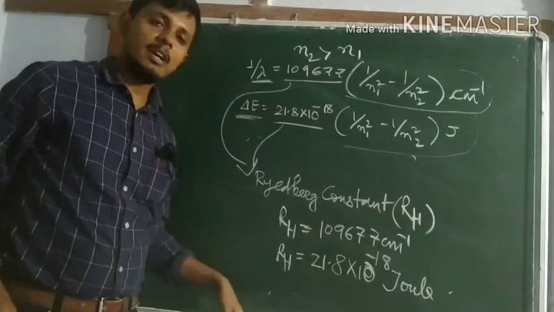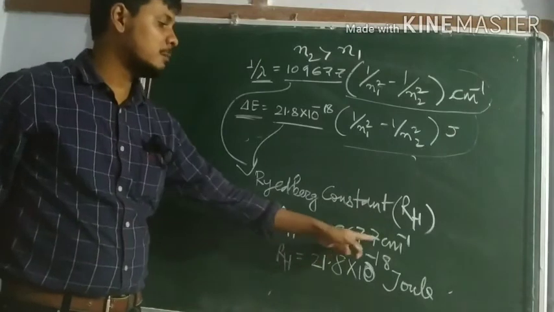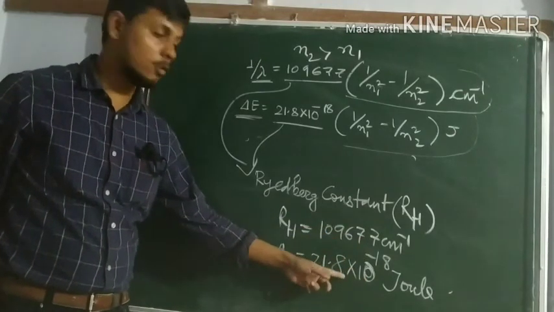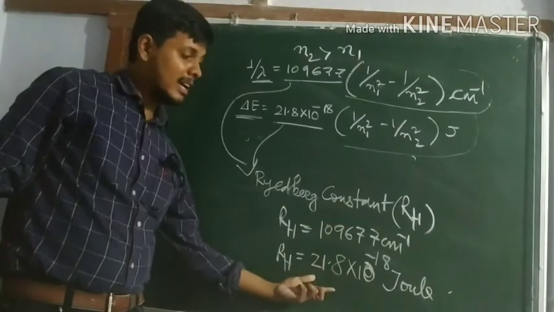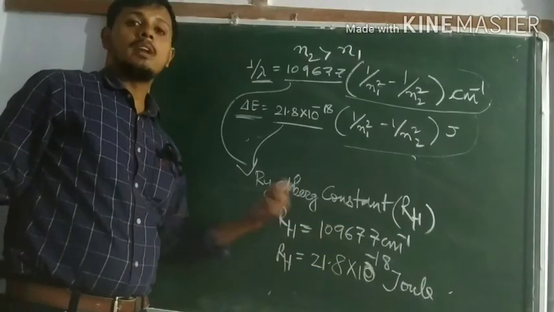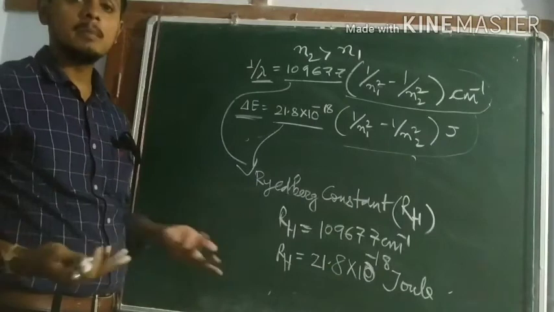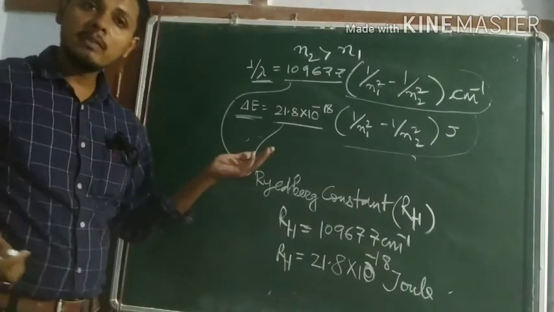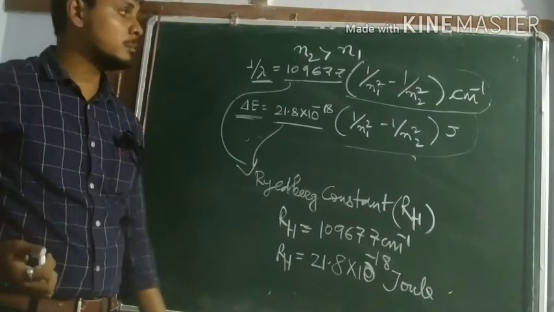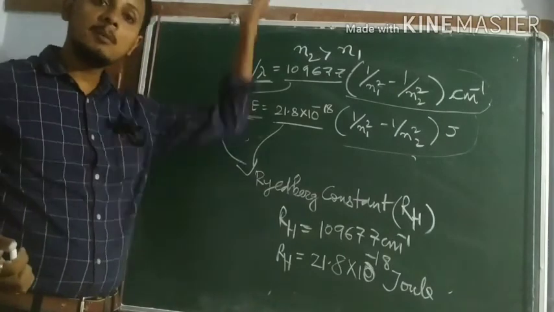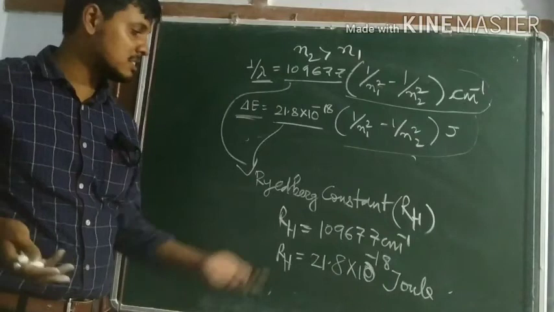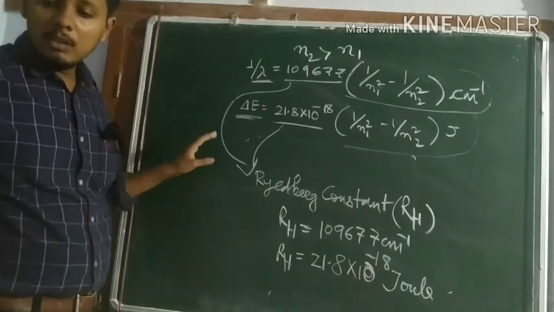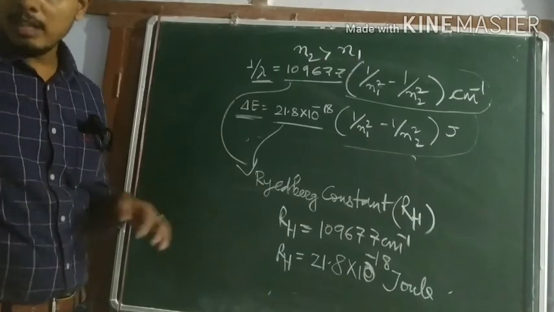Both are the same, only the units are different. If I convert centimeter inverse to joule, I get this much. If I convert this much of joule to centimeter inverse, I get this much, 109677. So what is the Rydberg constant? Rydberg constant is the amount of energy released when the electron comes from infinity to 1. Whatever energy is released when coming from infinity to 1, that is the Rydberg constant. This Rydberg constant will be useful for us for solving a number of problems.